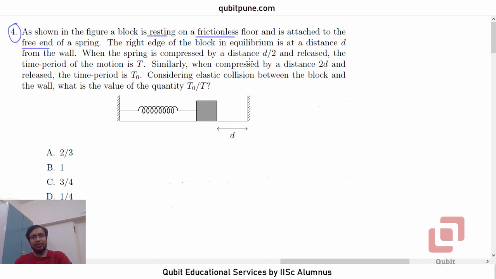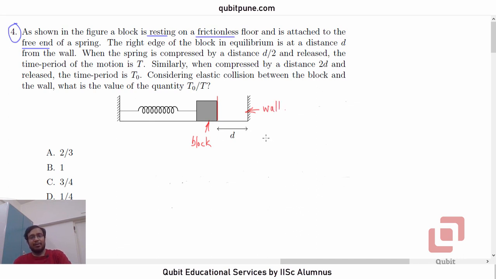The right edge of the block in equilibrium is at a distance d from the wall. So this is our block, and its right edge, that means this edge, is at a distance d from the wall. Right? This is the wall.